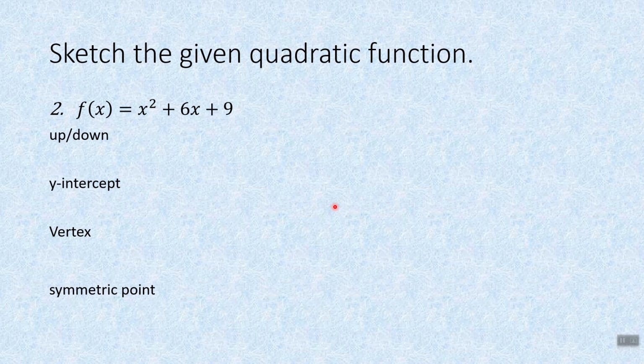All right, another one. That was so much fun. So f of x equals x squared plus 6x plus 9. To determine if the function opens up or down, we look at the coefficient of x squared. 1 is positive, so it opens upward. Our y-intercept comes from the constant term. The y-intercept always has an x value of 0, and the y value is the constant 9.